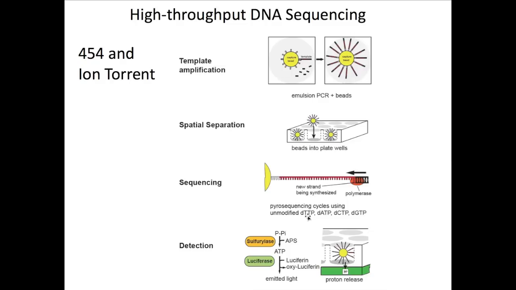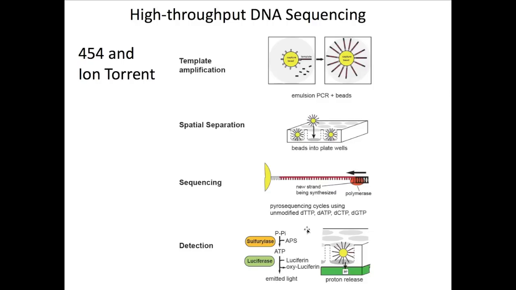deoxynucleotide triphosphate is added, pyrophosphate is cleaved off as part of the normal reaction for that addition. And pyrophosphate can be used to generate ATP, which is a molecule that's frequently used to drive enzymatic reactions. That ATP can be used to power the luciferase enzyme to oxidize luciferin, which is a small molecule substrate, and give rise to an emitted photon of light.